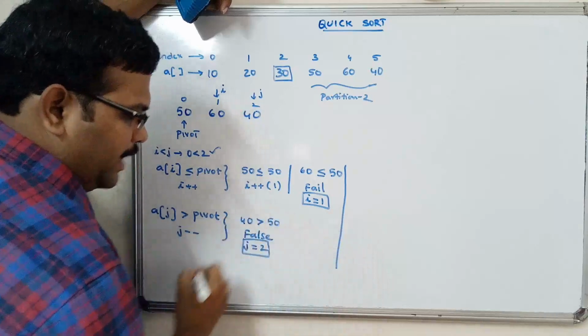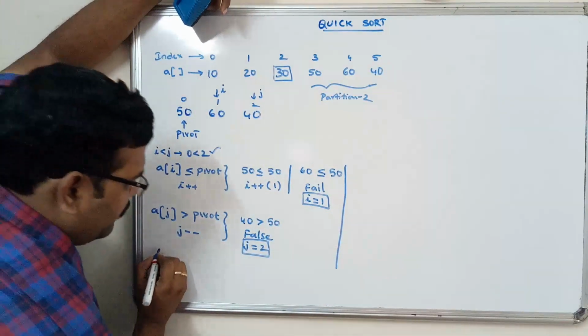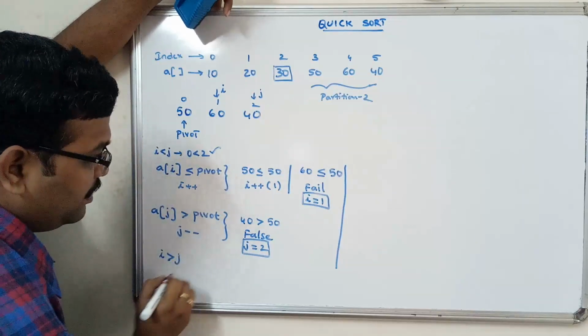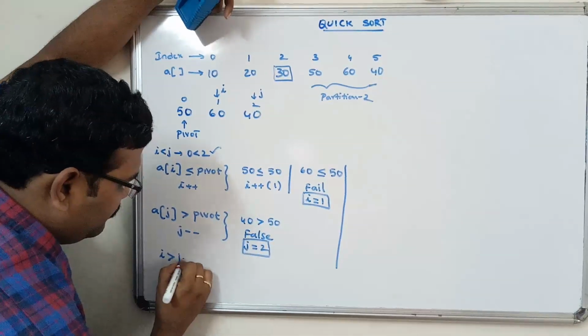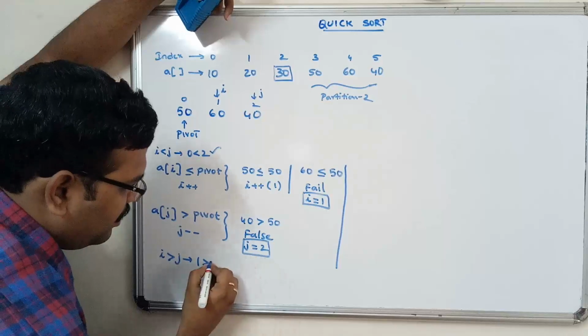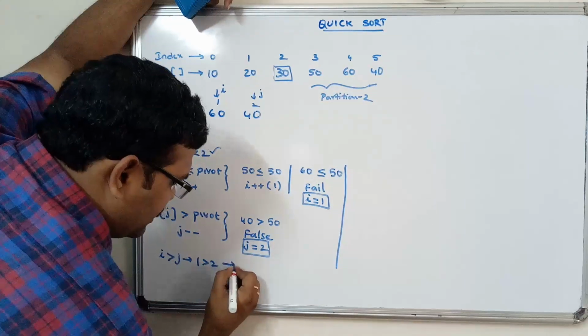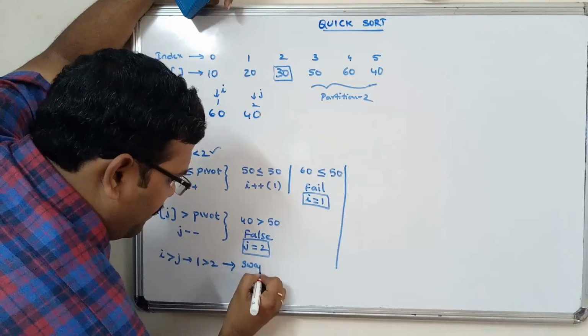Okay. Then see, if you observe here, check the condition I greater than J. Here I is 1 greater than 2. I greater than J. It is false. So swap.